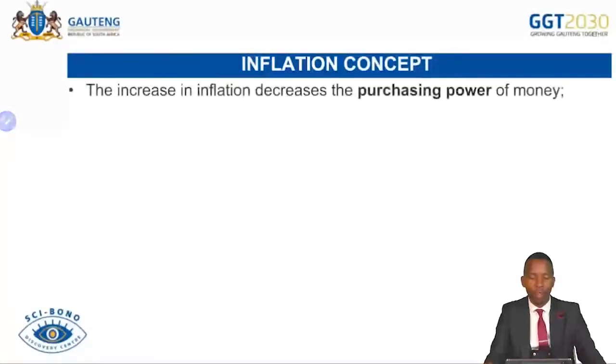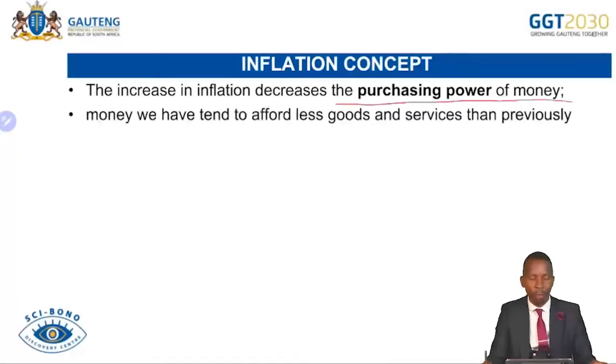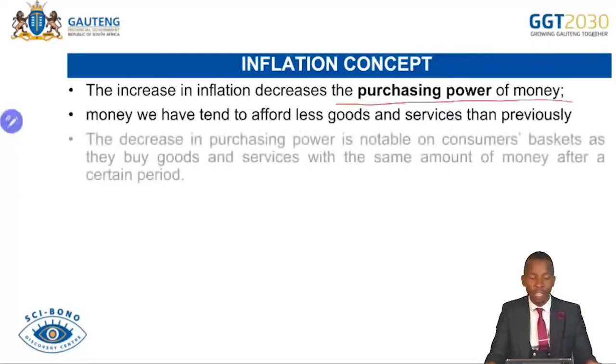We continue with the concept of inflation. The increase in inflation decreases the purchasing power parity of money. So the money loses its buying power, meaning the money can afford less goods and services than previously. If inflation has increased from 2021 to now in 2022, that means the money we used to spend to afford particular goods and services cannot afford the same quantity of goods now in 2022 because inflation has increased. That's why we say the money loses its buying power as inflation increases.